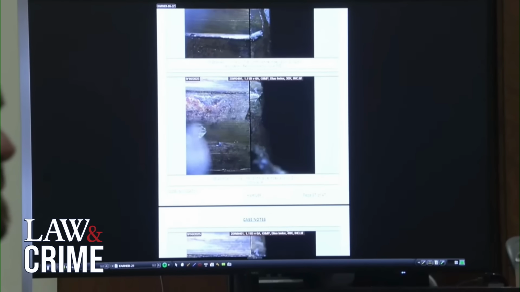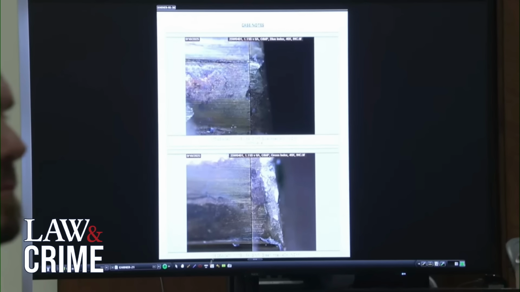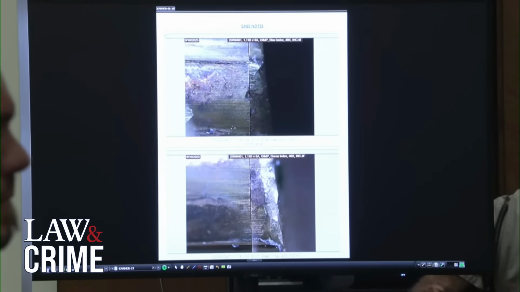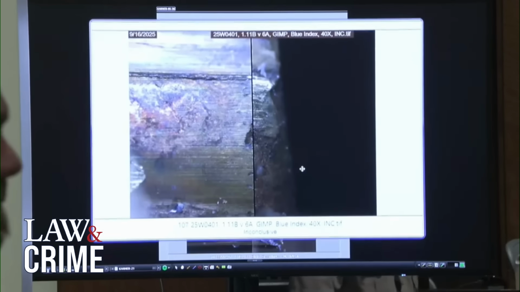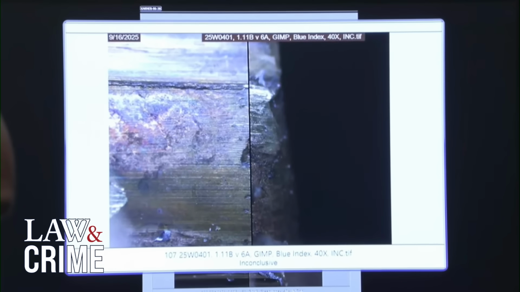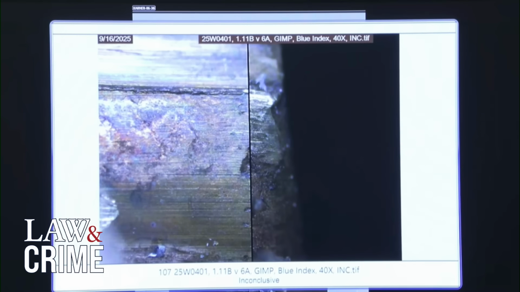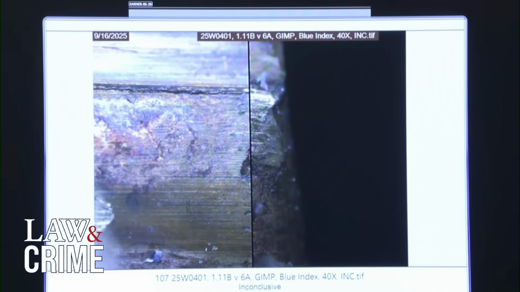Top photo on the next page. It's B38. You see areas of disagreement in this photo. So this is the same photograph that we looked at before, just at a different magnification. It's zoomed in a little bit more from 30 to 40x.